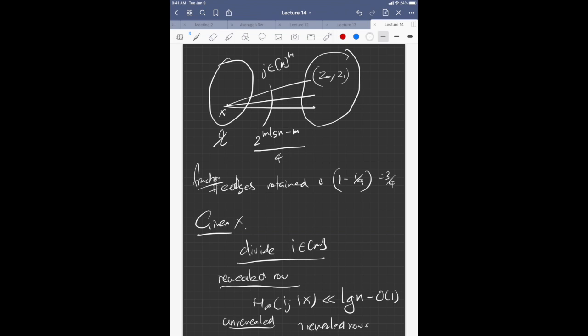But before we could even do that, we need an averaging kind of argument to say that there are not too many revealed rows. So how many should there be? This is one thing to think about. Given any x, we know that the number of different possible j's that it sees, or the min degree of x, is 2 to the m log n minus m minus 4, but I'm going to ignore that minus 4, so it's at least going to be this much.